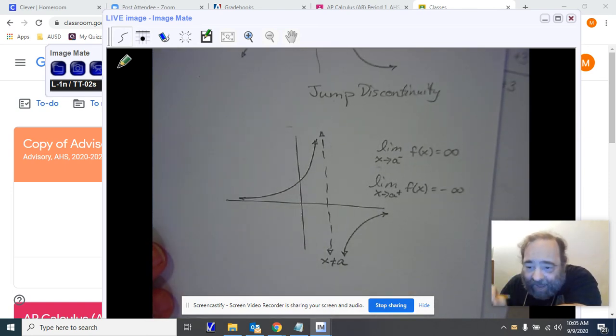Now we can mix and match these, and as we mix and match them, we can see other possibilities.